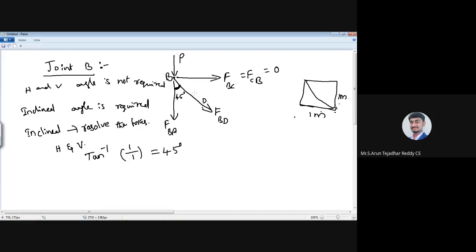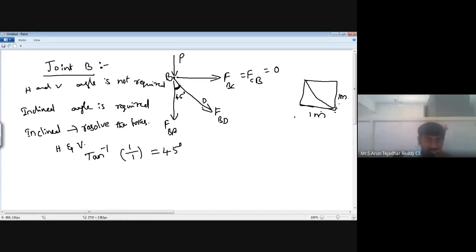Next, how to resolve the forces? Previously, I have given one simple example. So here also, see here, your angle is here. So just draw one line and make a 45 degree here. It means this is your vertical force. After resolving, your vertical force is downwards. Why? Because of this similar angle.